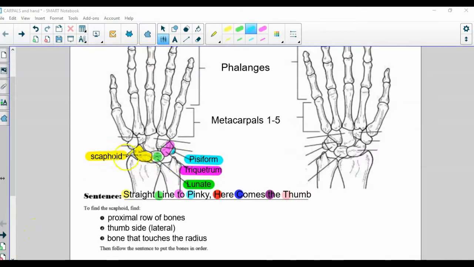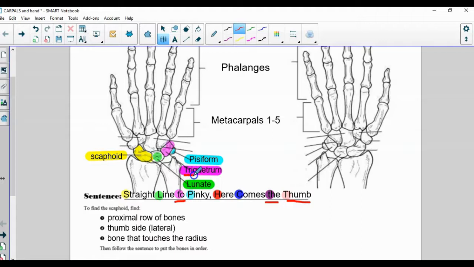Now, one of the things that comes up when you do this first row is you have a bone that starts with T. And there are 3 bones that start with T. So there's got to be a way to differentiate between this T and this T. Well, if you look at the word triquetrum, tri means 3, and it also happens to be the 3rd bone in the series.